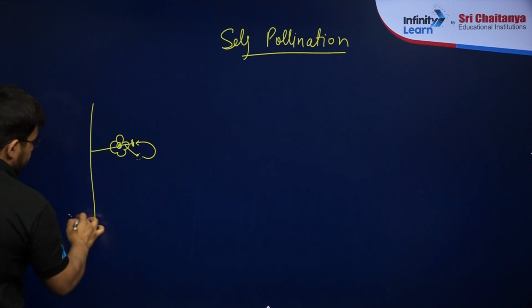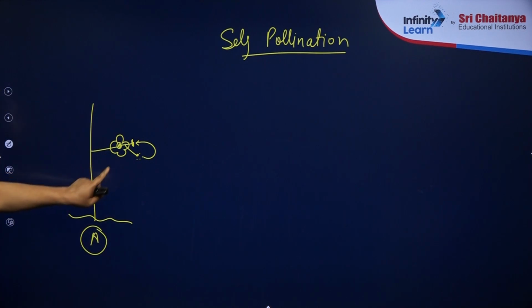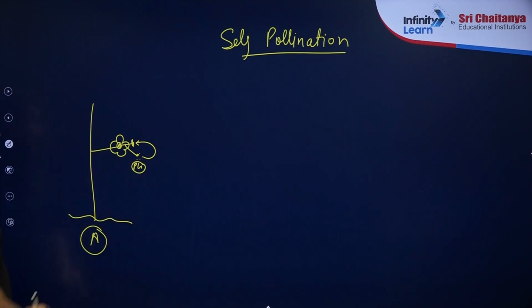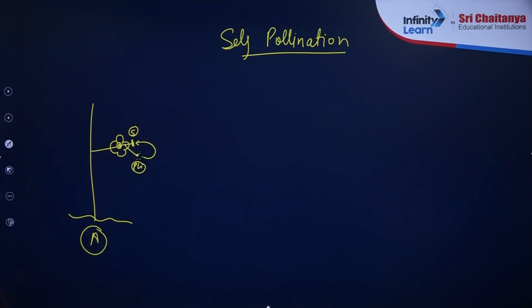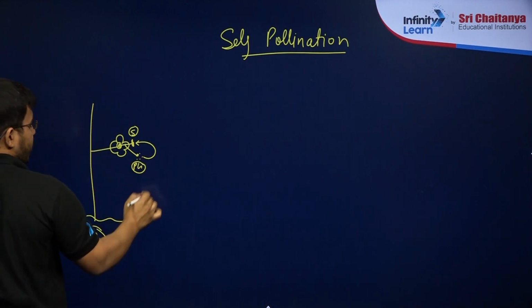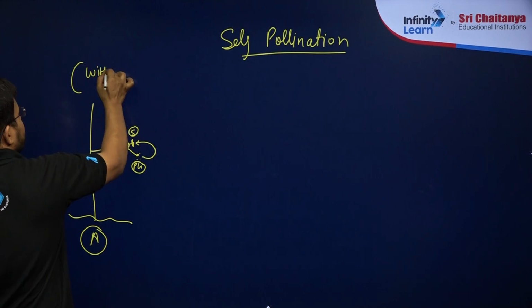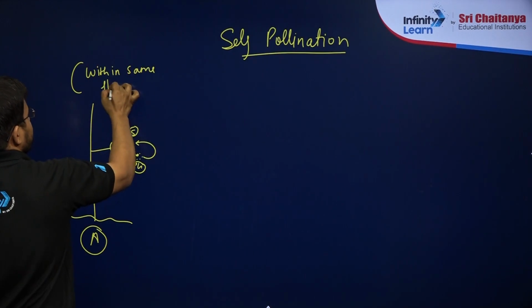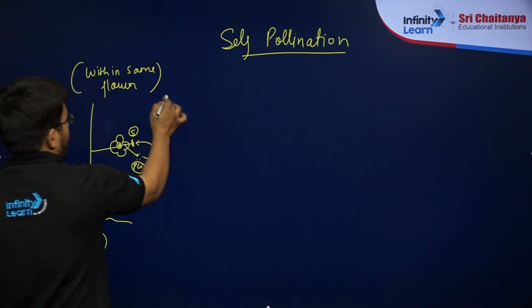Okay, so students, the plant is going to be plant A, and it has the same flower, and its pollen grains are going from the anther to the stigma portion of the same flower. Okay, so students, in self-pollination, if your pollination is occurring within the same flower, then students, this is going to be your autogamy.